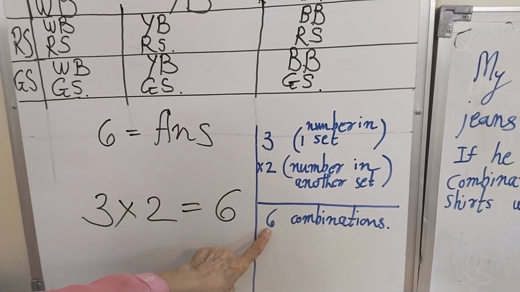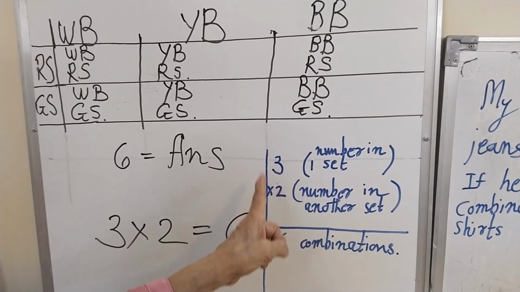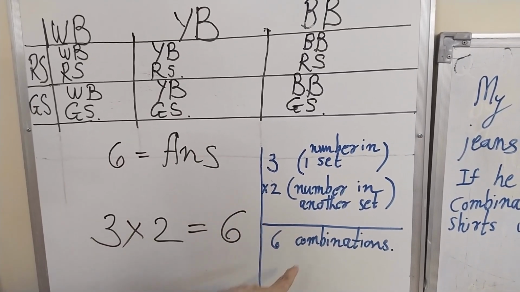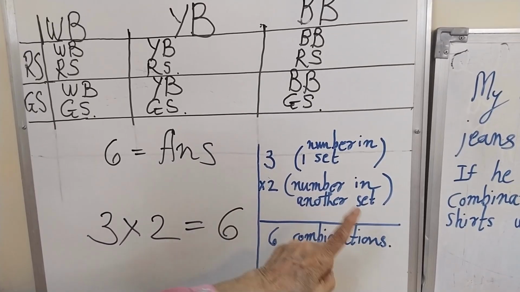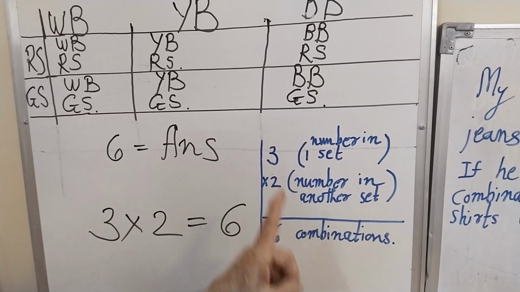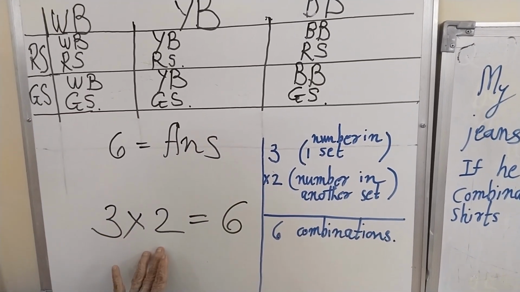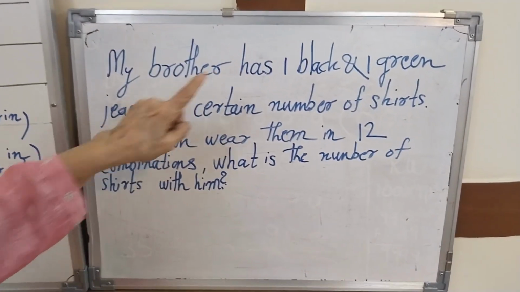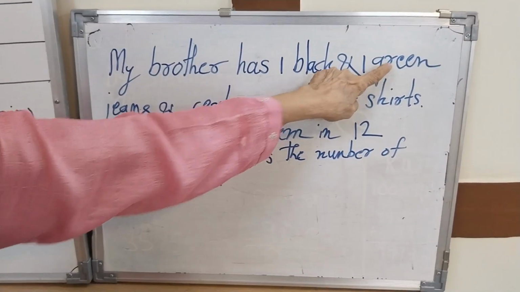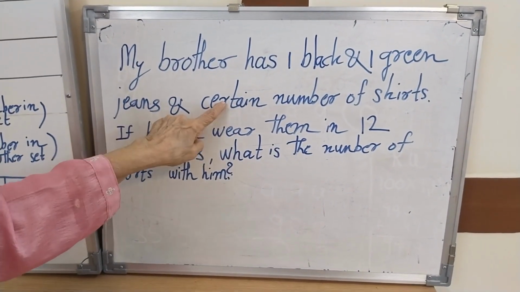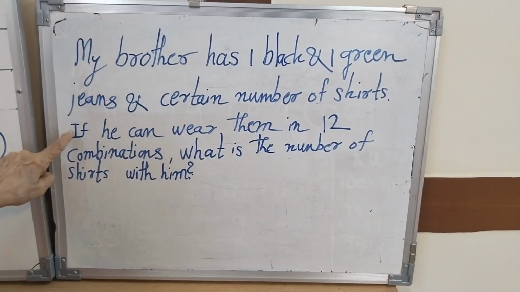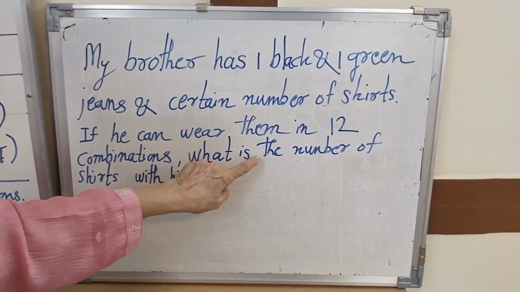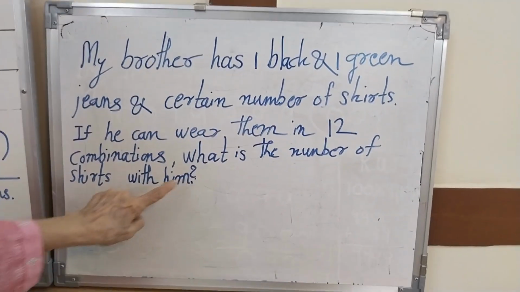But just because the word combination has come in this type of sum, that doesn't mean that all the examples in which the word combinations is asked or given will come in multiplication. Let us take one example here. My brother has 1 black and 1 green jeans and a certain number of shirts. If he can wear them in 12 combinations, what is the number of shirts with him?